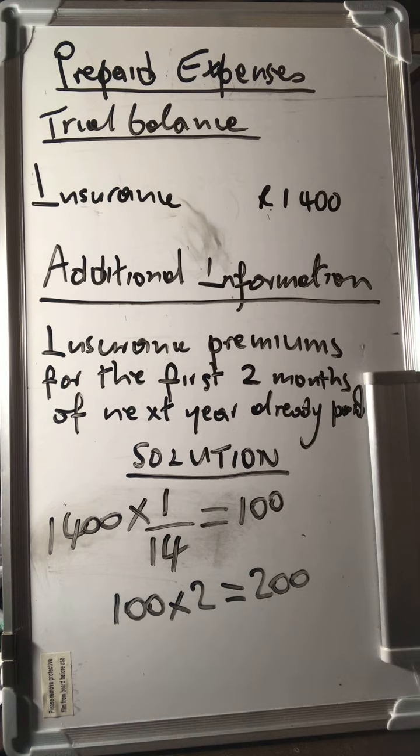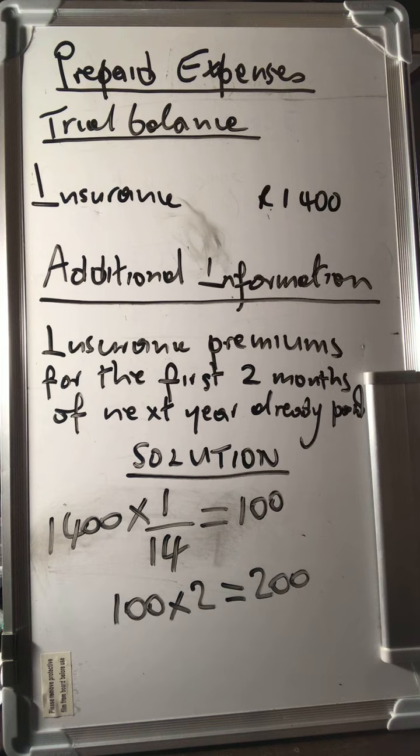Then when you go to your income statement to disclose your insurance expense, you are going to say under insurance, you open your brackets, you say 1,400 minus 200 rands, because you are only accounting for expenses that belong in the current financial year, and that's only 12 months. Then, if you are required to do the statement of financial position, now this money still belongs to you. You paid it, but it still belongs to you.